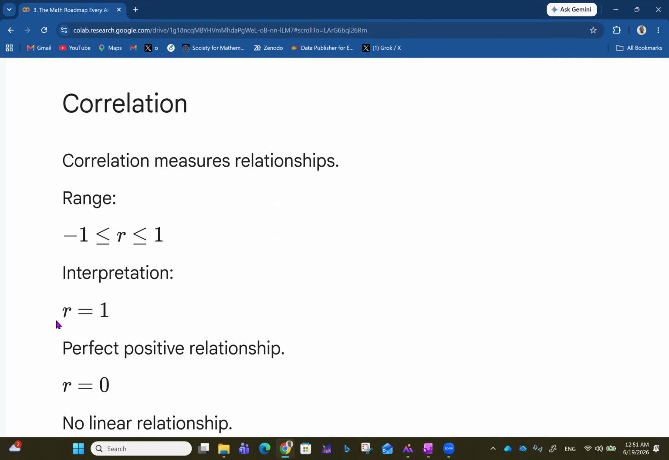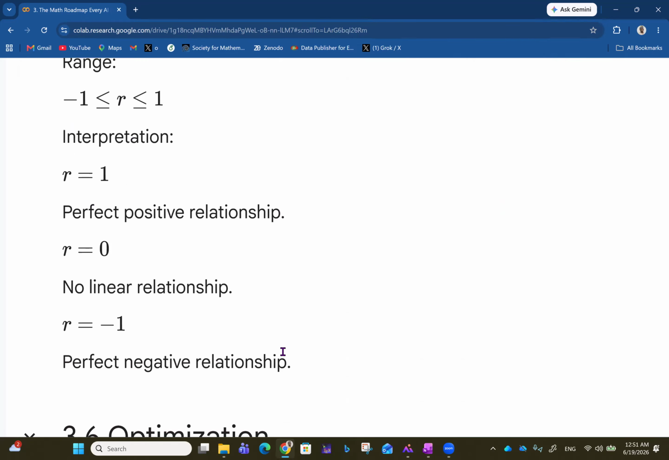The interpretation is that R equals 1 talks about perfect positive relationship. So if I say that the correlation between A and B is 1, that means that A and B are perfectly related. So as A increases, B also increases, something like that.